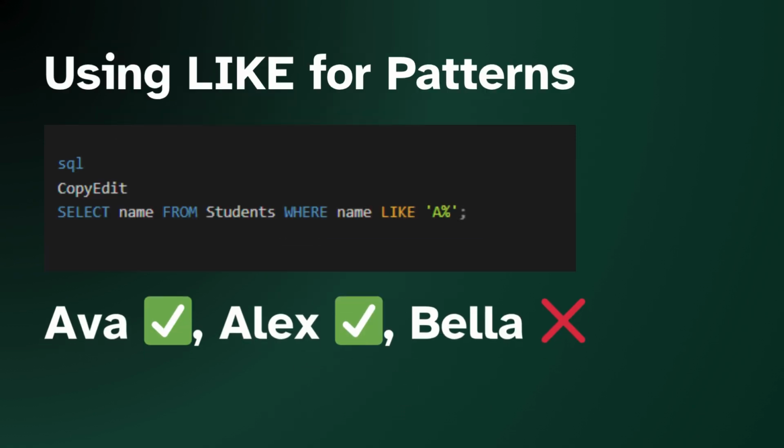LIKE helps match patterns. 'A%' means names that start with A. Percent is a wildcard. It matches anything.